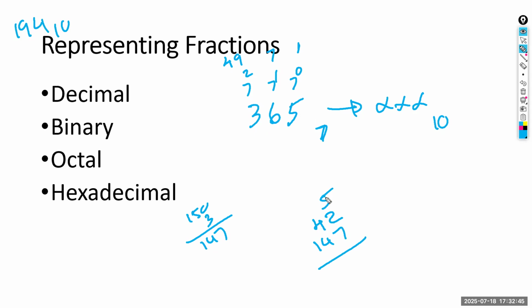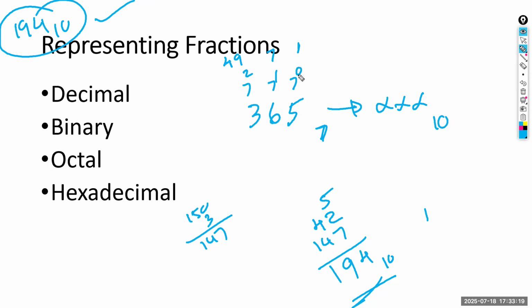Then add it. 5 plus 2 is 7. 7 plus 7 is 14. 4 plus 4 is 8. 8 plus 1 is 9. Yes, 194. The answer is correct. So that is how you convert. Now you must be really comfortable. You don't care whether it's base 2 or base 5 or base 7 or base 13 or base 25. Numbers are numbers. Number base is just a concept.